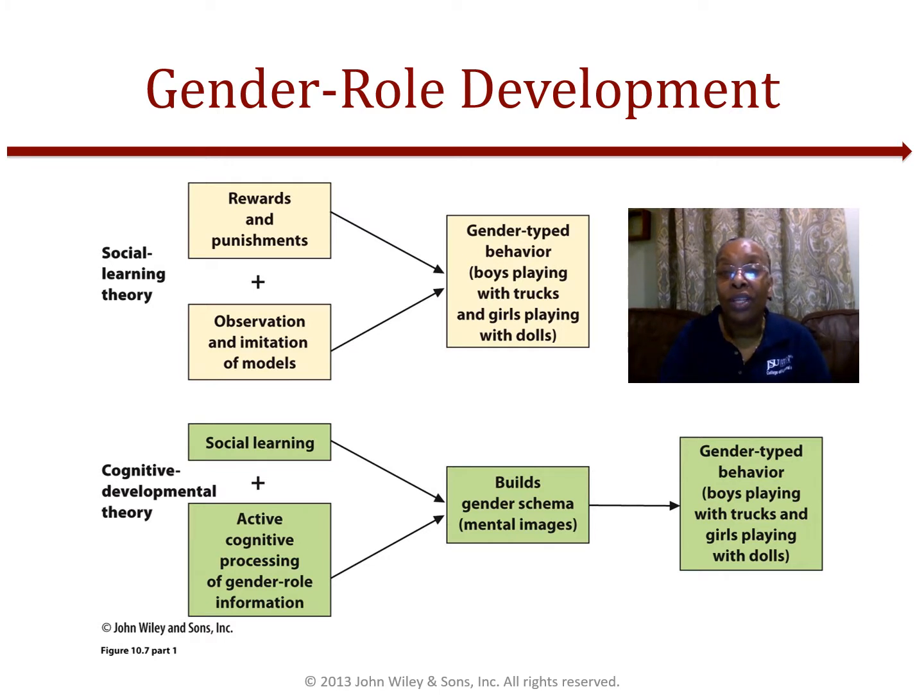Social learning theory emphasizes the power of the immediate situation and observable behaviors on gender role development. It suggests that girls learn how to be feminine and boys learn how to be masculine, and it's done in two ways. First, they'll receive rewards or punishments for specific gender role behaviors. And secondly, they'll watch and imitate the behaviors of others, particularly that of the same-sex parent.